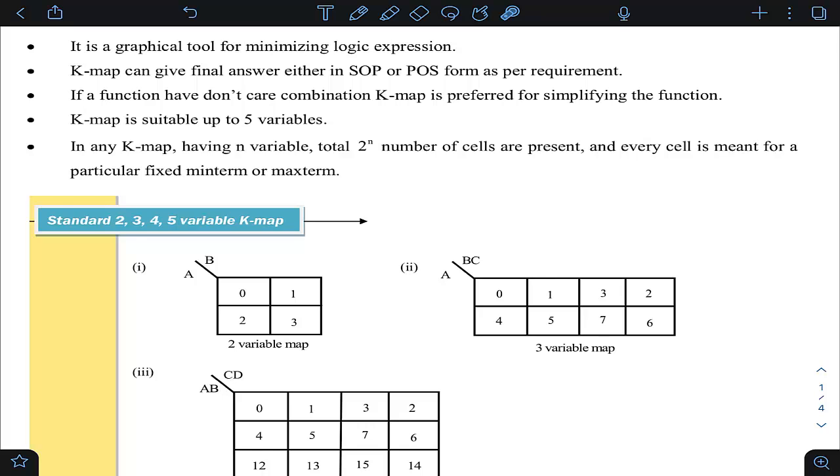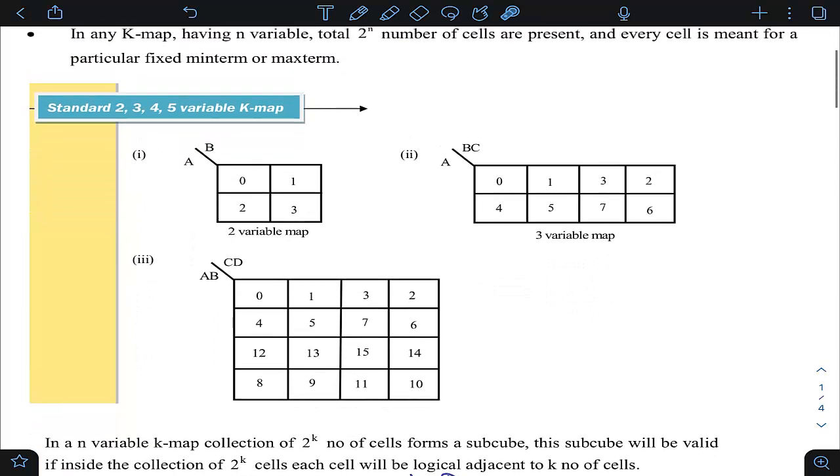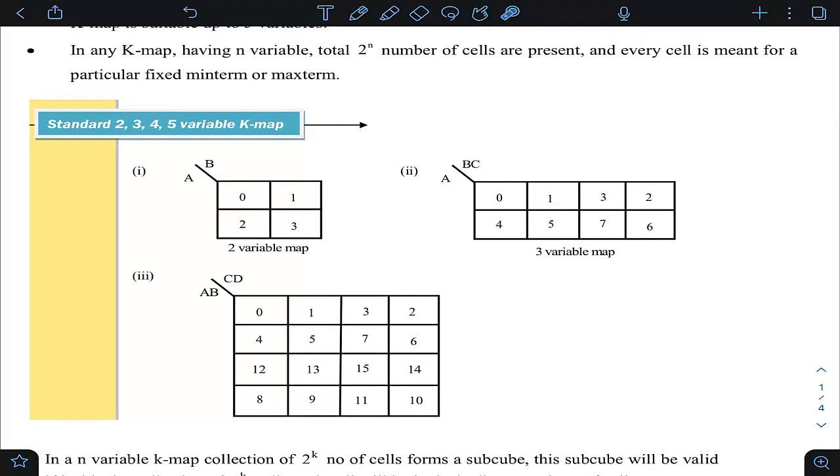So let us see some features of K-map. In any K-map having n variables, a total of 2 power n cells are present, and every cell is meant for a particular fixed min term or max term. What is the meaning of this, students? First of all, in K-map we have some predefined structure.